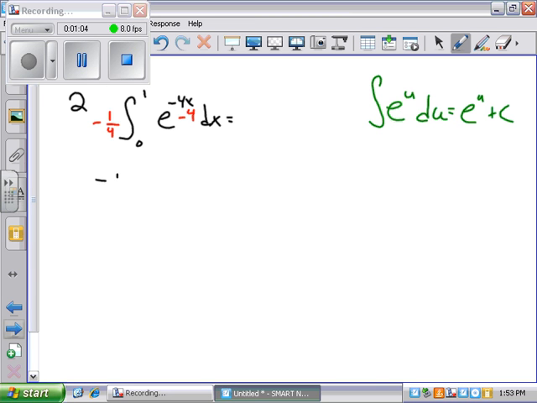So first we'll say what the antiderivative is. So we have the -1/4, and the antiderivative of e to the u du is just e to the u plus c, so it's e to the -4x. We don't do the plus c here because it's definite. We draw the line. And it's up to you if you want to leave the -1/4 out and distribute or keep it in there. We're going to plug in the 1 first.